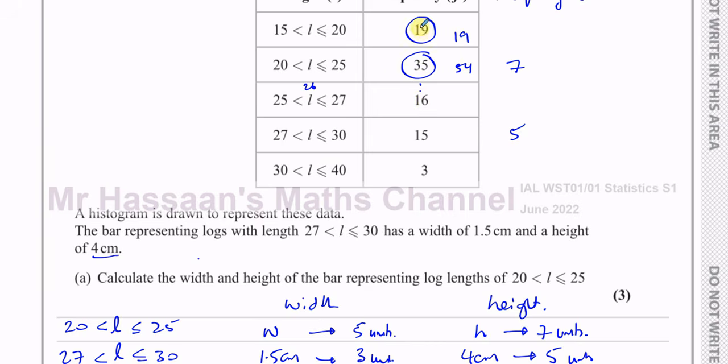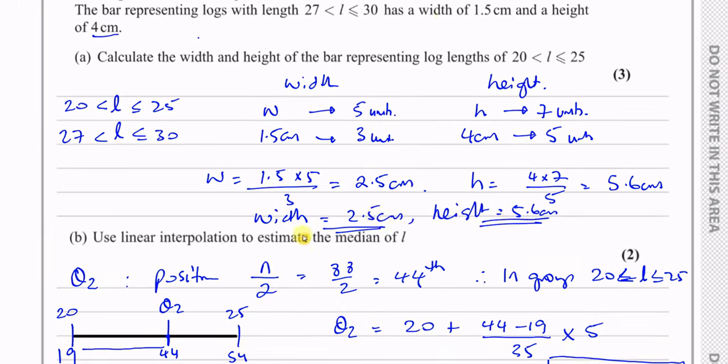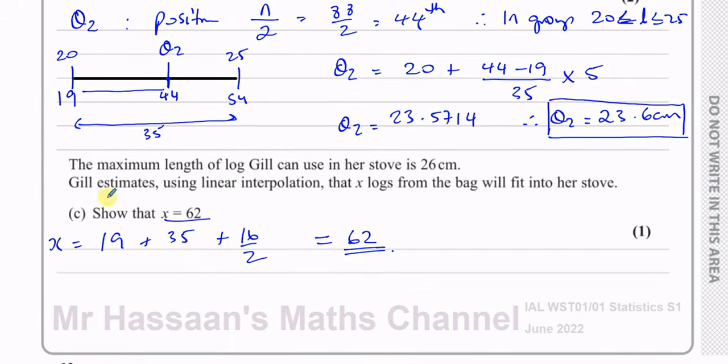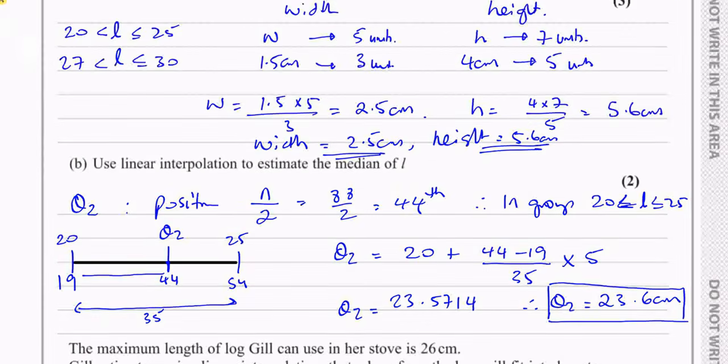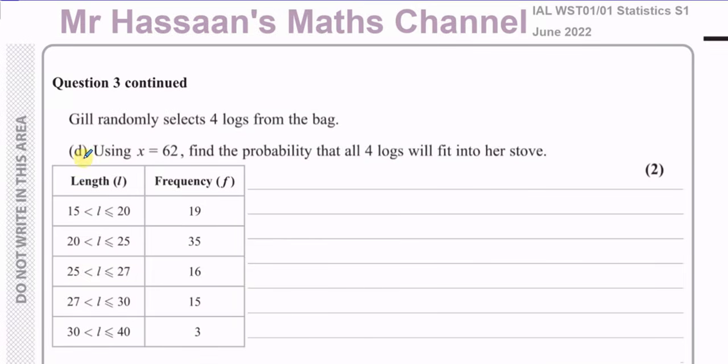These two categories, those numbers are within the length which will fit in her stove, and the ones above that are outside of the length that will fit her stove. So those are the ones that we need, and we can see that gives us the value that they're asking us to find, which is 62 centimeters. Okay, so that's part C done. Now for part D.